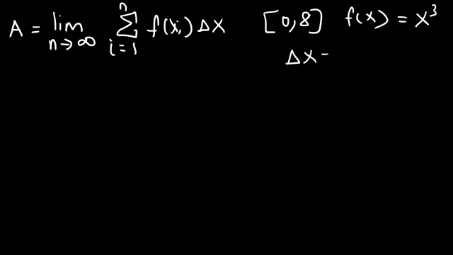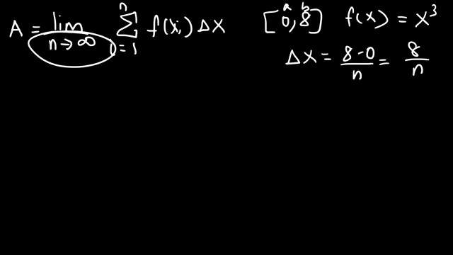So delta x is going to be b minus a, so that's 8 minus 0 divided by n. But in this case, we don't have a specific n value because it goes to infinity. So we're going to leave delta x as 8 over n.